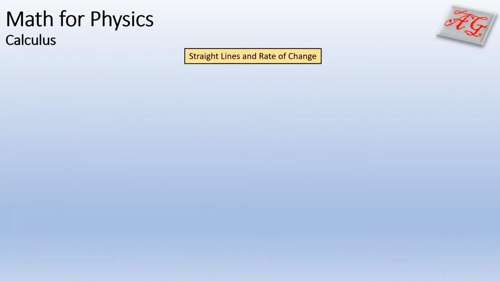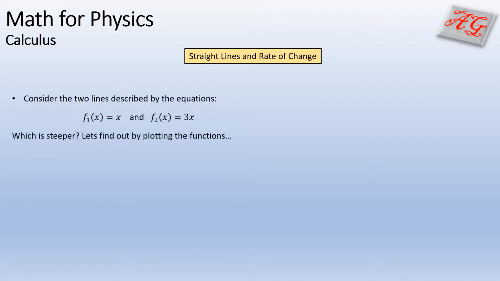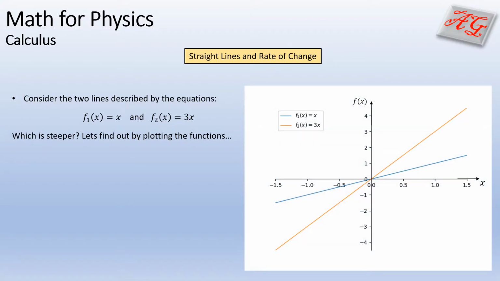It is now convenient to talk somewhat about straight lines and the rate of change that has to do with the steepness of the line. Now consider the two equations f1(x) = x and f2(x) = 3x. And we ask the question, which line is steeper? And we can find out by plotting the functions. And of course, we find that the second function is the steepest. But how can we numerically check this?